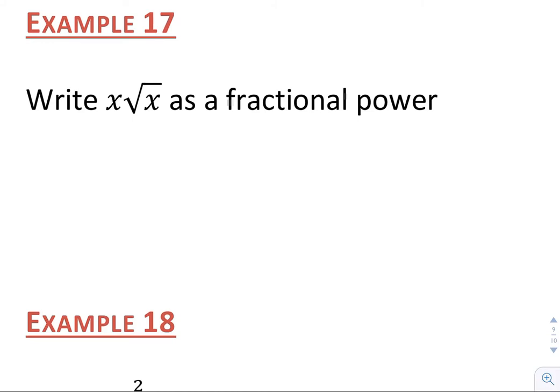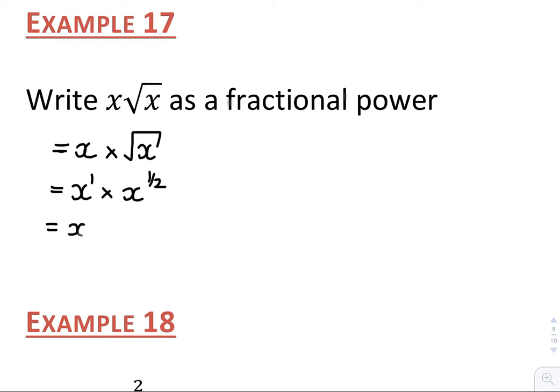Example 17. Write x times root x as a fractional power. First thing to note is that there is a multiplication between the x and the root x, so we'll expand that out. And then let's convert that square root x to a fractional power. So the square root of something is the same as raising it to the power of a half. So that's the same as x to the power of a half.